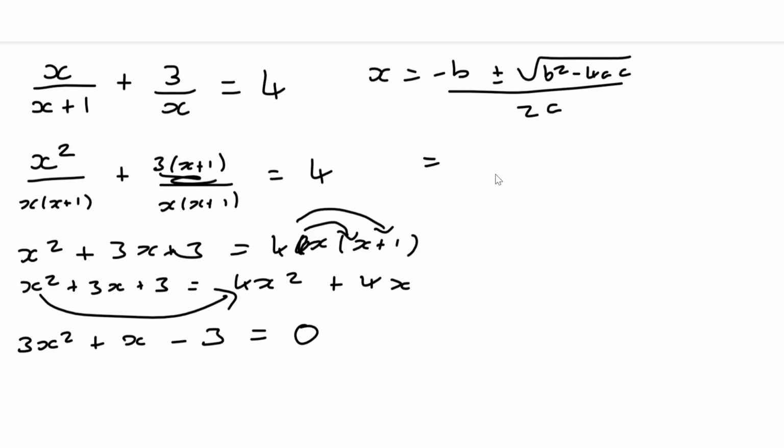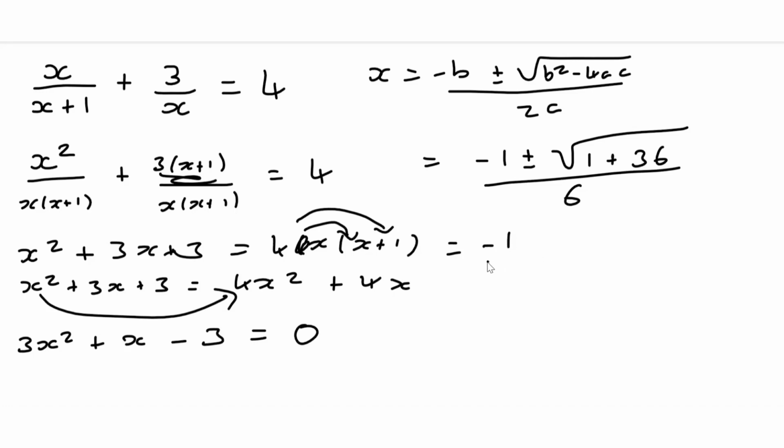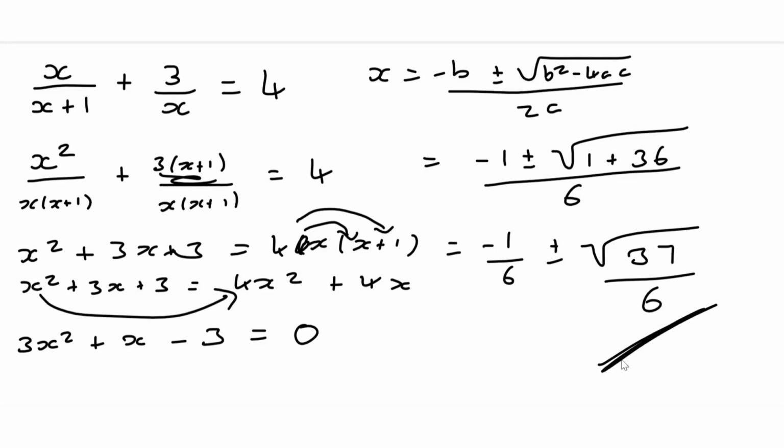So in our case that's minus 1 plus or minus the square root of 1 minus 4ac, but that ends up being plus 4 times 3 times 3, which is 4 times 9, which is 36. Okay, and then that's all over 6. So this is equal to minus 1/6 plus or minus the square root of 37 over 6, and that's our solution.